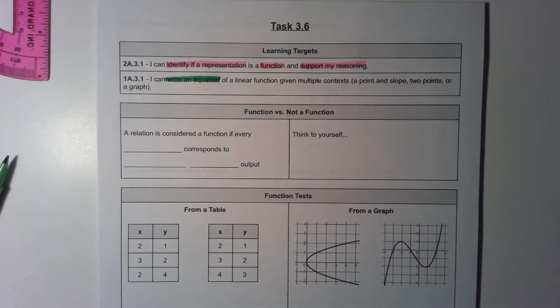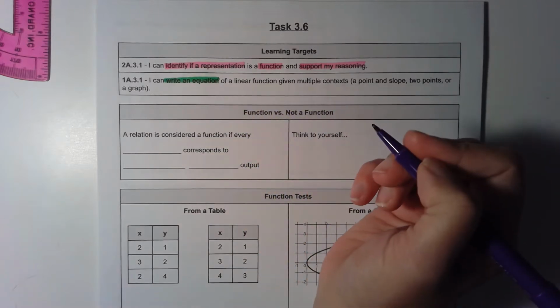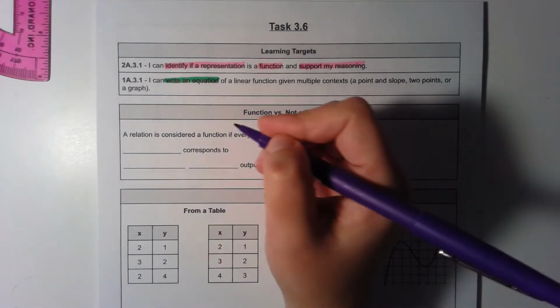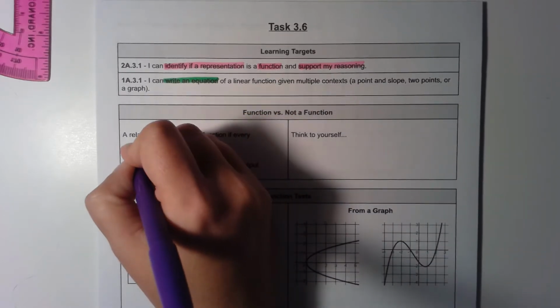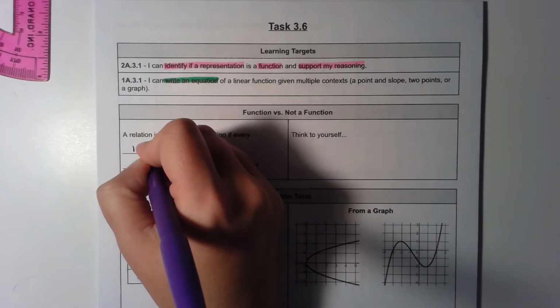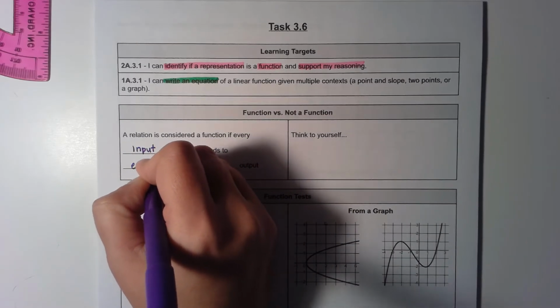Okay, first let's start with the idea of function versus not a function. Whenever there's a relationship between two ideas or variables, for example, distance and time, we always say that that's called a relation. Now, a relation could be a function or it might not be a function. A relation is considered a function if every input corresponds to exactly one output.